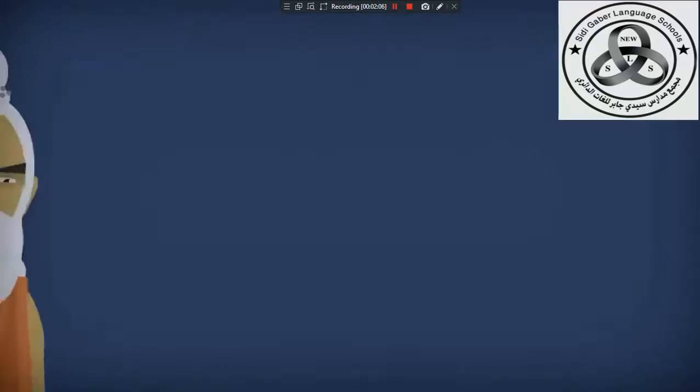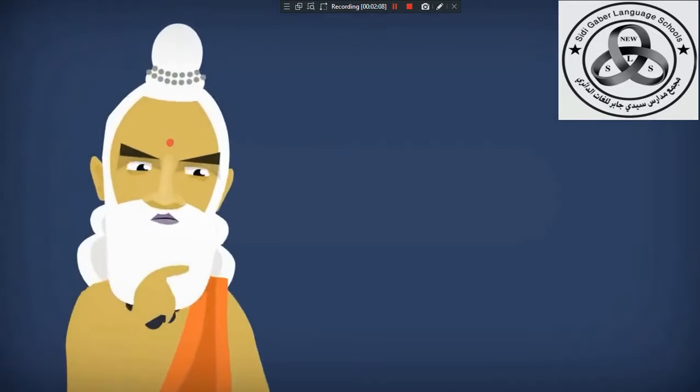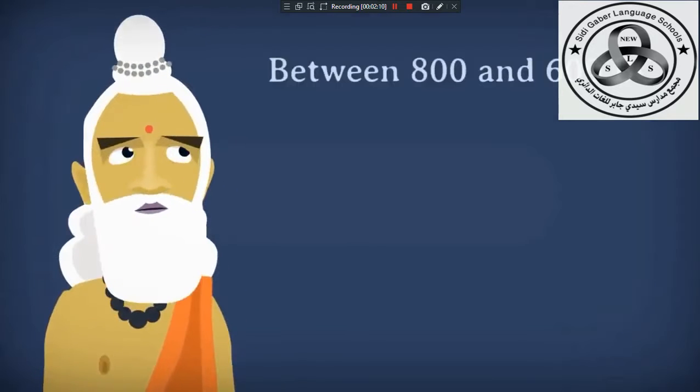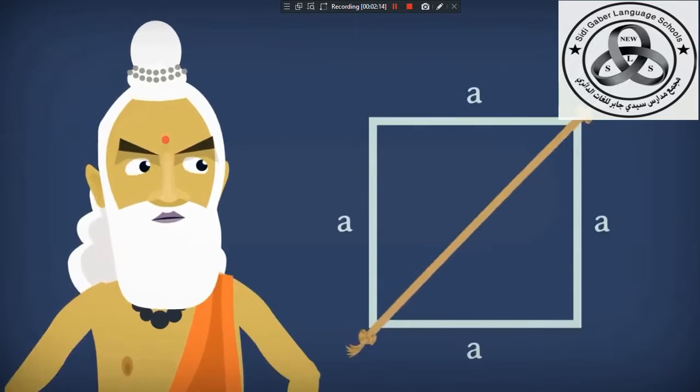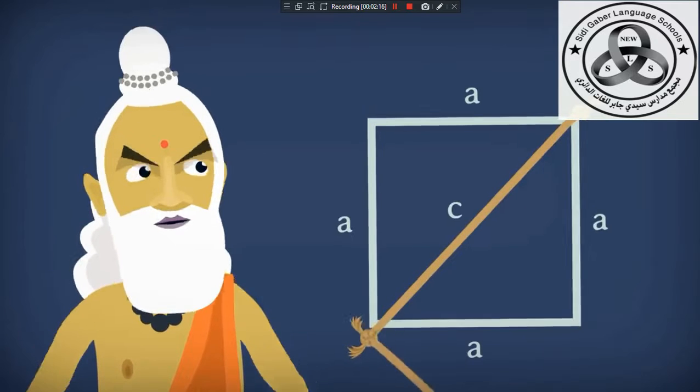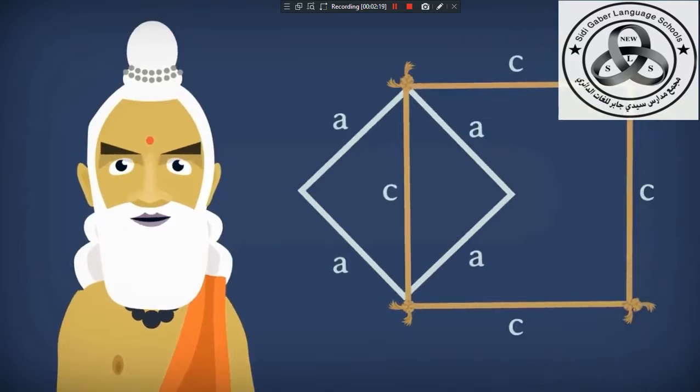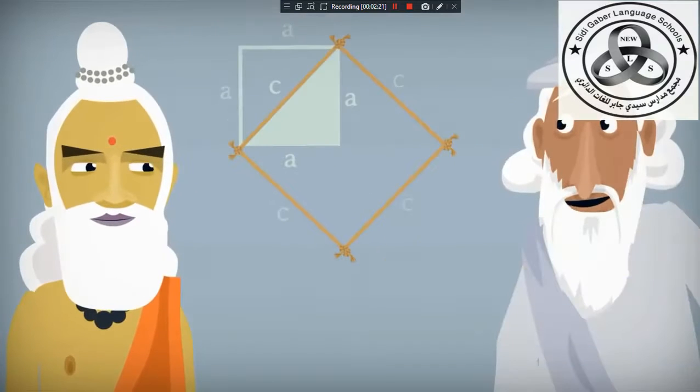And the earliest known Indian mathematical texts, written between 800 and 600 BC, state that a rope stretched across the diagonal of a square produces a square twice as large as the original one. That relationship can be derived from the Pythagorean theorem.